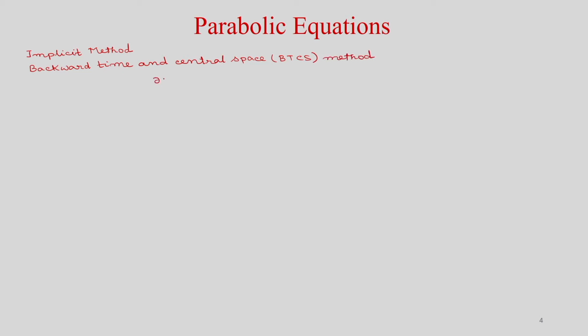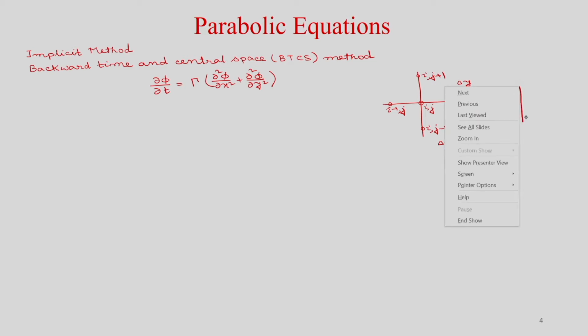Our model equation is del phi by del t is equal to gamma times del 2 phi by del x square plus del 2 phi by del y square. Now if we consider the grid, this is your i,j, this is your i+1,j, this is your i-1,j, and this is your i,j+1 and i,j-1. Consider a uniform grid, where delta x and delta y are constant, and you have a constant time step size delta t when moving from n to n+1.